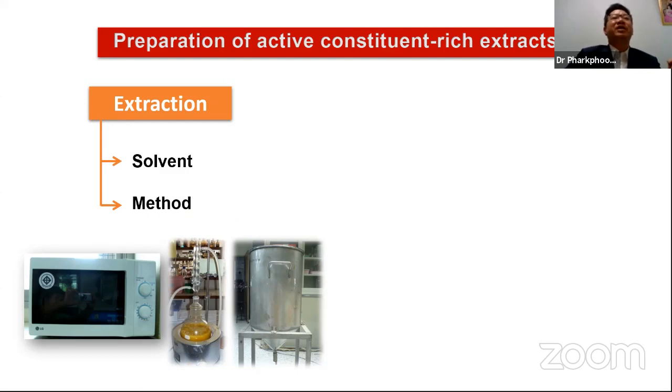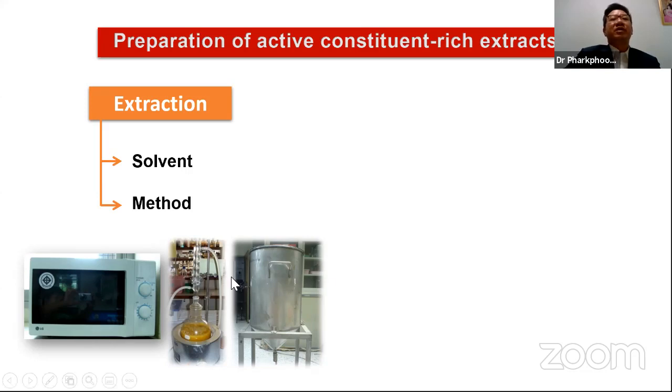And the second criterion for selection is the method for extraction. Nowadays, we can use both conventional methods and new methods. For conventional methods, for example, maceration and reflux. Maceration means no need to use heat for extraction. For reflux, you would like to use heat to accelerate the extraction of the compound.